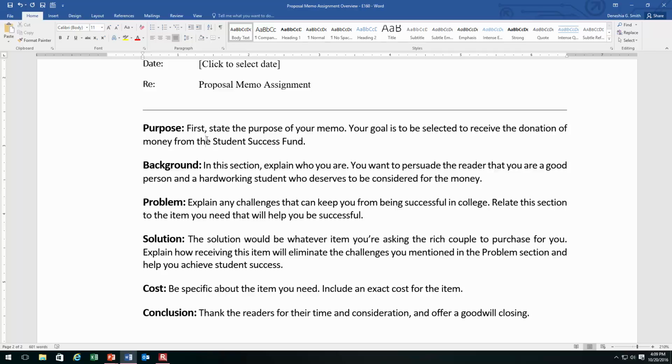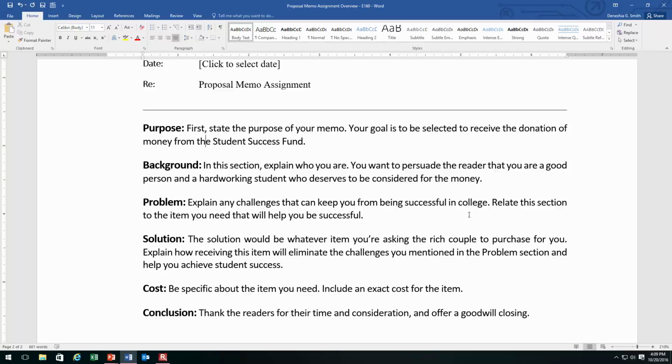And I'm talking about more than I'm a student here, I'm studying this field, and I'm from this place, and I could really use the money. Kind of go in a little bit more detail. You don't have to say anything too personal, but try to convince them that you are the person that they want to give the money to. The problem. Explain any challenges that can keep you from being successful in college, right? Because that's the nature of what they're trying to look for. Relate this section to the item that you need that you think will help you to be successful.